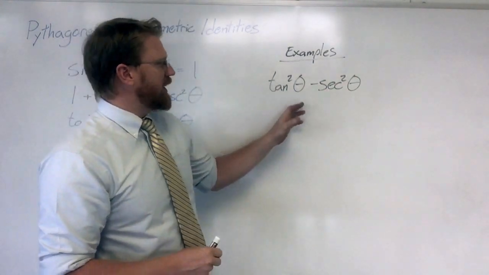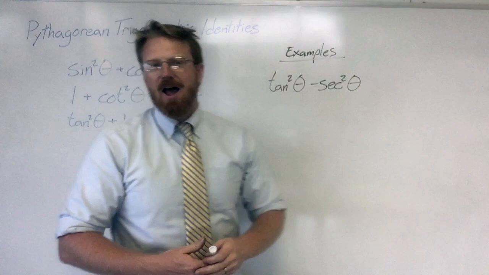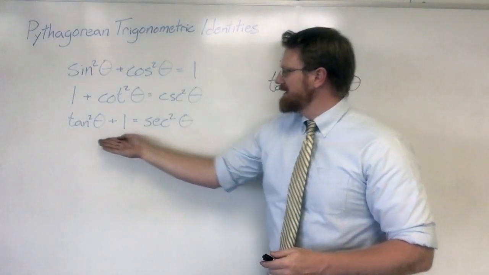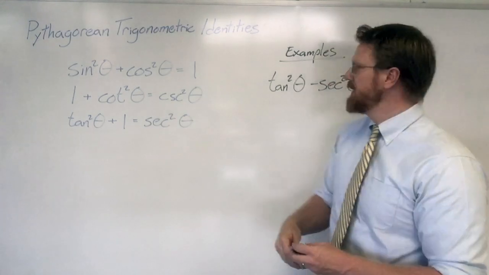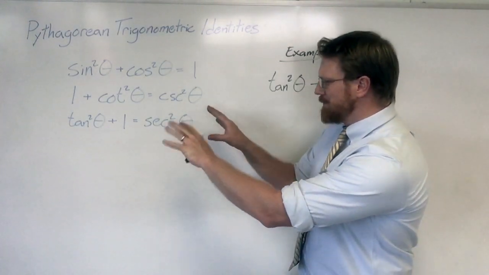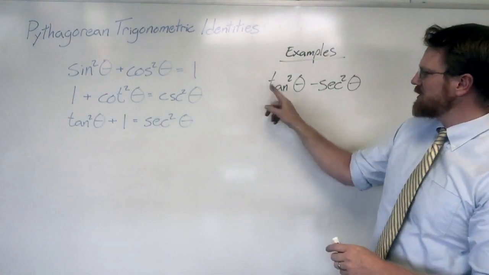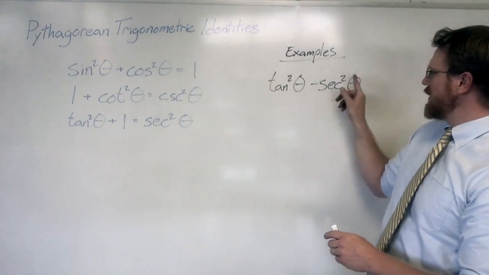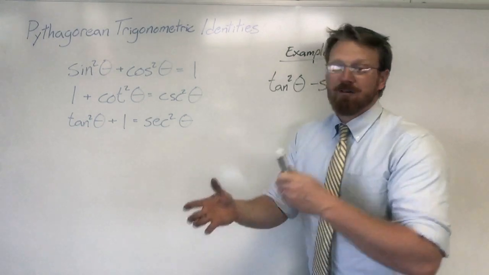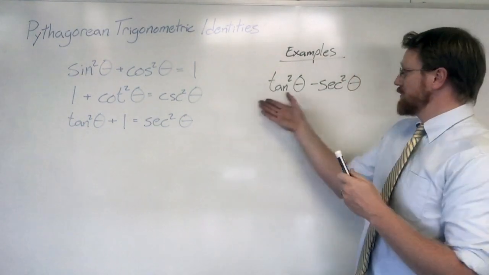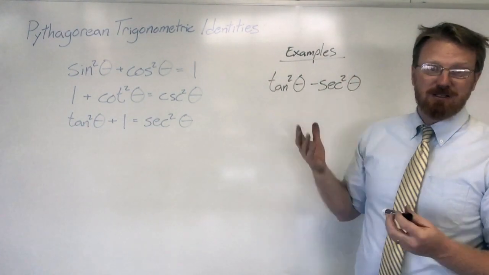So tangent squared theta minus secant squared theta. I have one of those identities that involves tangent squared and secant squared, but they're in a different orientation. So I got to think about what I need to do to manipulate this so that the tangent squared is positive, the secant squared is negative, and those are by themselves on one side of the equation. Whatever ends up on the other side of the equation is what I could substitute or replace this with, or simplify this to.